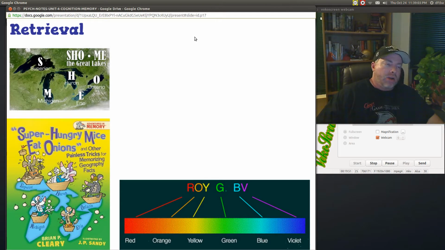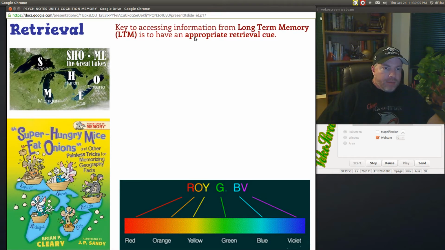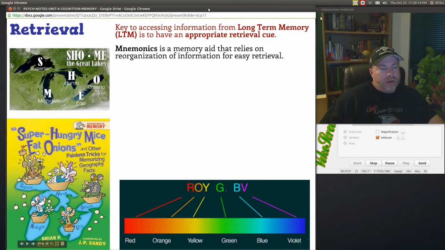There are all kinds of tricks for this. But the key to accessing and getting this information out from long-term memory is to have an appropriate retrieval cue. And mnemonics can help with that. A mnemonic is a memory aid that relies on reorganization of information for easy retrieval. Songs are another way of doing this.